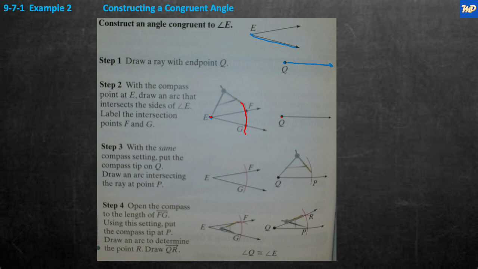And when you do it, it says draw an arc intersecting the ray at point P. Well, we're going to label that P, right? So we're going to now draw this right here. We got this arc drawn on here. We're drawing this arc. When you draw the arc, make sure that it's long enough.